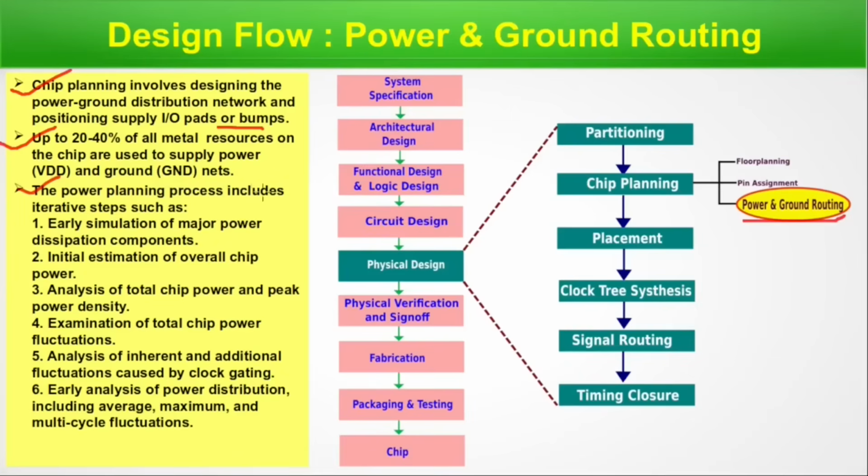And the power planning process includes iterative steps such as early simulation of major power dissipation components, initial estimation of overall chip power, analysis of total chip power and peak power density, examination of total chip power fluctuation, analysis of inherent and additional fluctuations caused by clock gating, early analysis of power distribution including average, maximum and multi-cycle fluctuation. These are power planning methods and these steps are done early and these are very iterative steps to get close to the best result. We are done with this slide. We will move to the next slide.